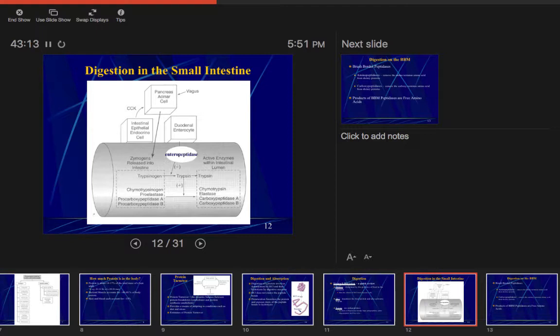Some of them are exopeptidases. Some of them are endopeptidases. Remember the difference of that? Before, when we talked about pepsin, we said pepsin is an endopeptidase. Of these enzymes, let's do that more easy for you. The only exopeptidases are these guys, carboxypeptidase A and B. These are the only exopeptidases.